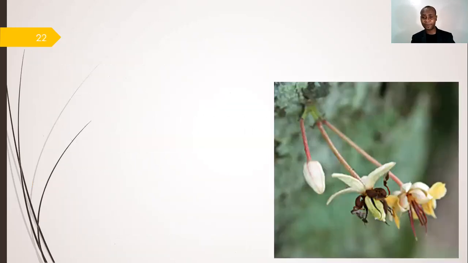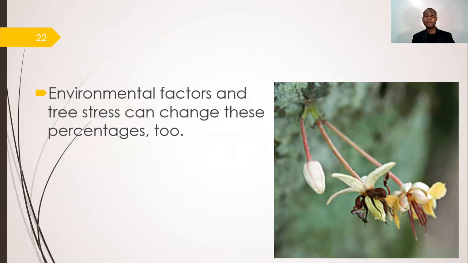self-pollination in cacao. So as you can see over here, this flower is dying. It's withering. So what that could mean is maybe this flower has been self-pollinated or some other factors are causing the flower to die or to wither. Okay? So environmental factors and tree stress can change this percentage too. So what we are saying here is self-pollination can let a lot of the flowers fall.